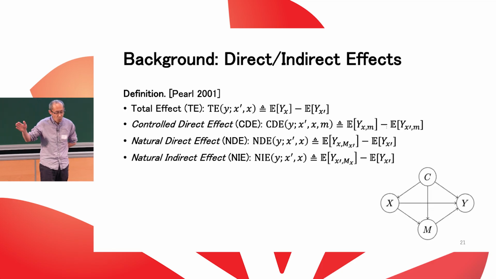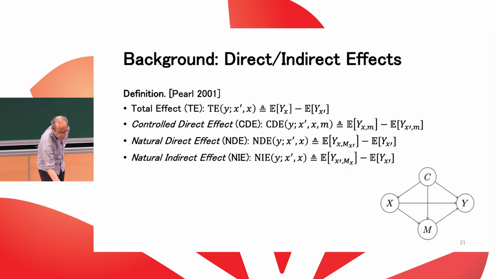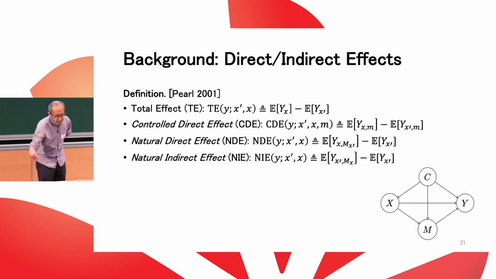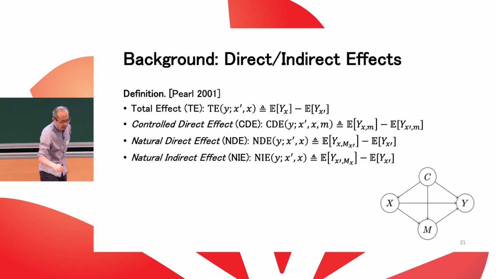So this is the effect of x on y when you fix the mediator to a particular value. Of course, this quantity depends on which value you fix. Now, another interesting quantity is called the natural direct effect. This one is defined as, imagine you change x from x prime to x, but you keep the value of m, the mediator, to be its natural value when you set x to be x prime.